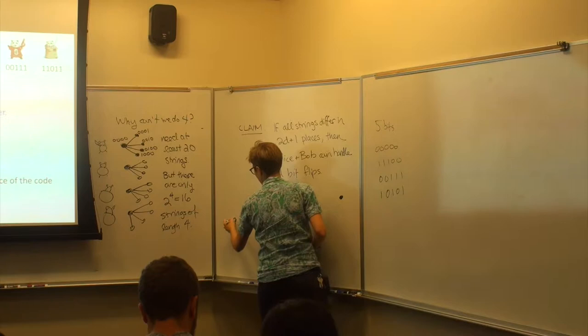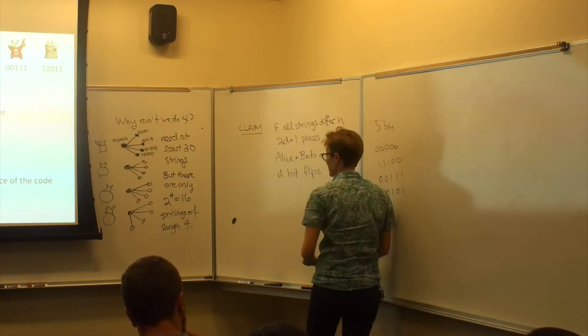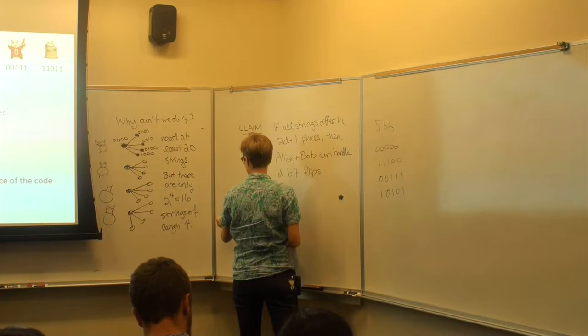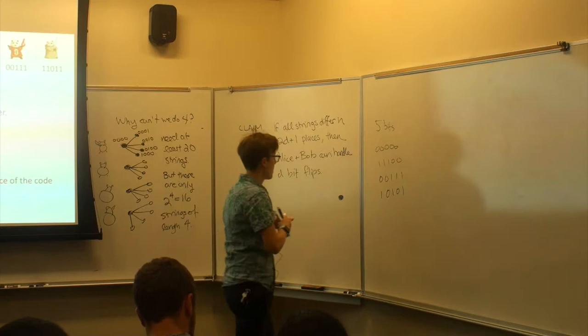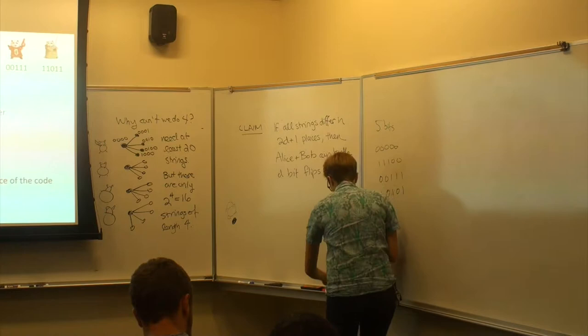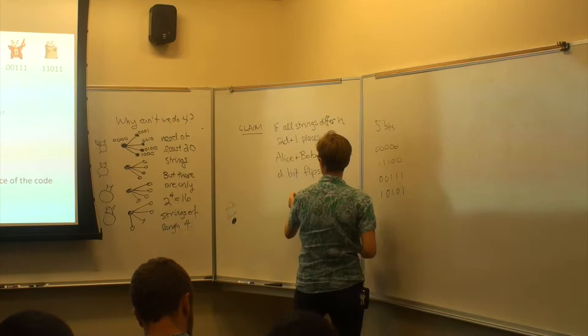So suppose here's one special string and here's another special string that correspond to different messages that Alice might send. So here's message 1, panda. Blue panda and red panda. I've given up on trying to draw panda. All right. Blue panda, red panda. And these differ in 2d plus 1 places, so that means I kind of need a string of 2d plus 1 bit flips to get across.